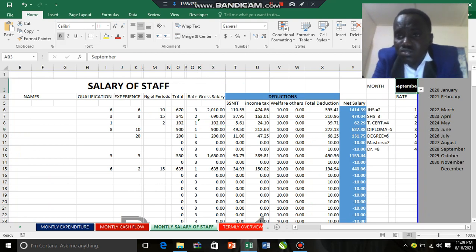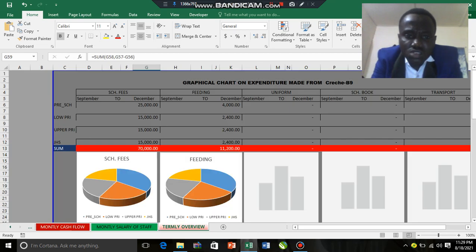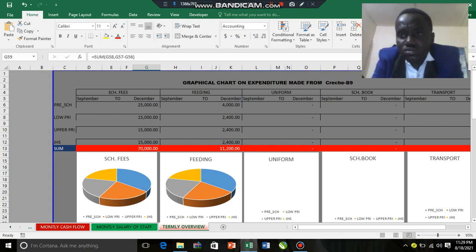Maybe the term did not begin in September, it begins in a particular month. You have the option to select maybe May, June, July, August. Maybe you started from January. You have that option to go there also and select. Good. Right. Apart from the monthly salary structure, now let's go to the termly overview.